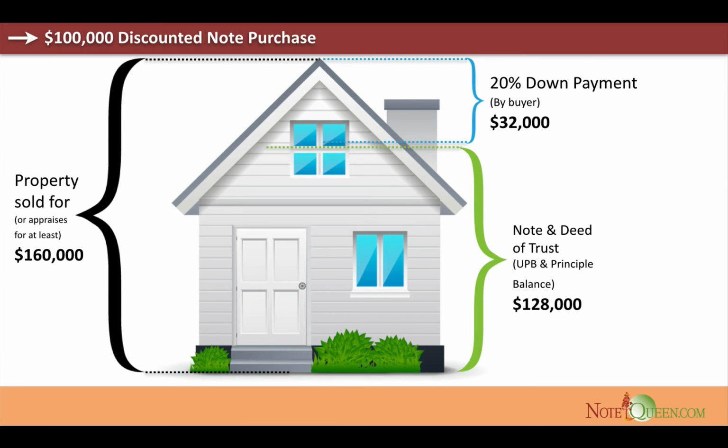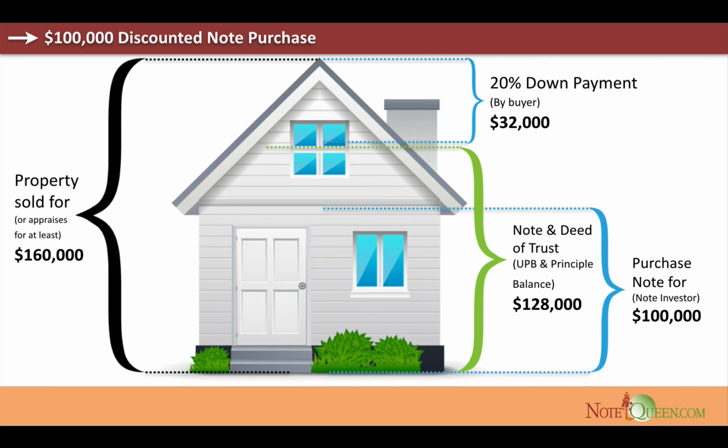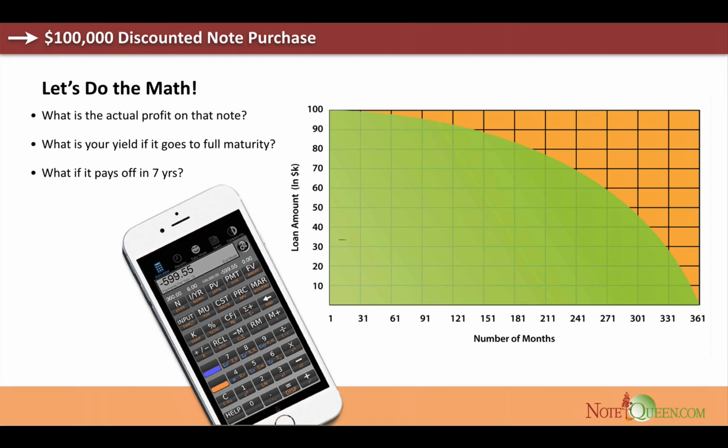And let's say that those kids don't want to hang out and receive the payment. They want to cash out now and split the money up and go their separate ways. So we're going to come in and buy it for $100,000, to put that same $100,000 to work. So let's do the math. What are we going to make on this note? We're going to talk about the yield, or the ROI, if it goes to full maturity, which is 29 years from now.